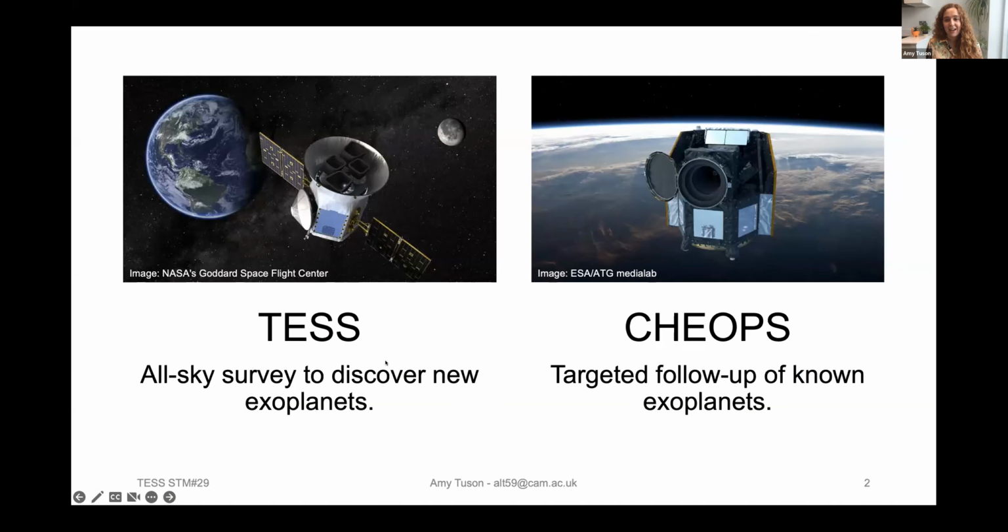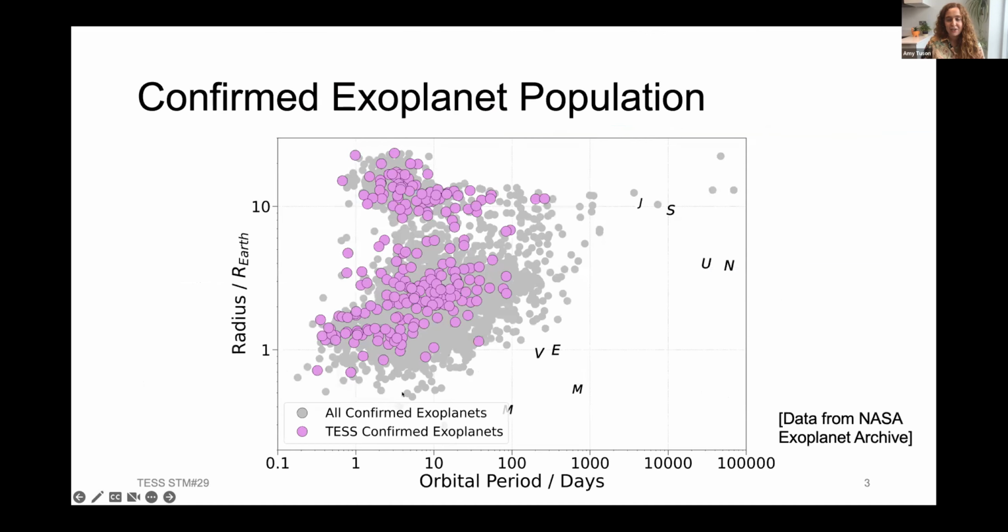So both of these satellites work in a complementary way to both discover and characterize transiting exoplanets. Whilst TESS is searching for new exoplanets, CHEOPS is a dedicated follow-up satellite that observes known exoplanets to learn more about them. So with that, let's now take a look at the planets that TESS has discovered so far. Here I've plotted the period-radius distribution of confirmed exoplanets, where discoveries made by TESS are highlighted in pink. You'll notice the entire population is heavily biased towards short periods, but the discoveries made by TESS are even more skewed towards shorter periods.